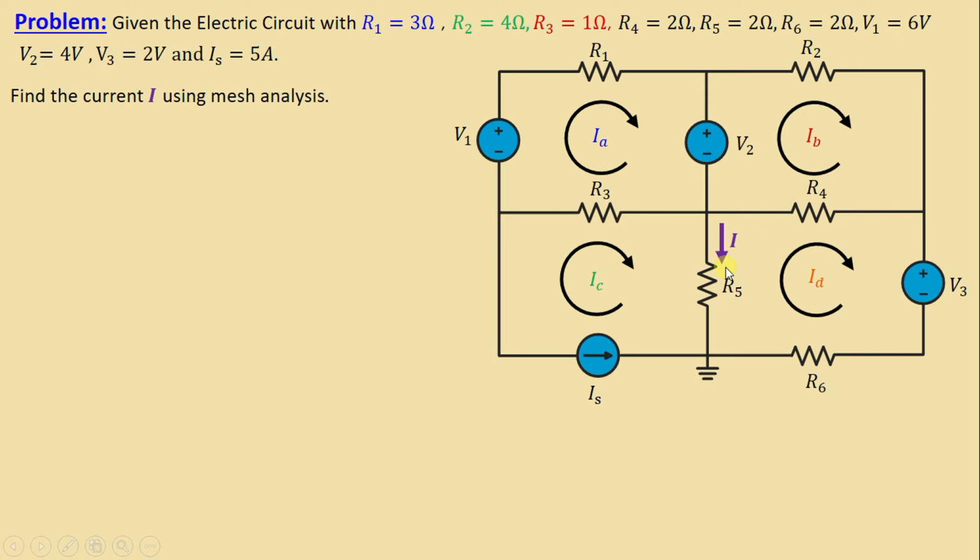We can see here that the current I is the current through the resistor R5. I here is equal to IC minus ID. Let's go to the solution. Let's start first with mesh 1.